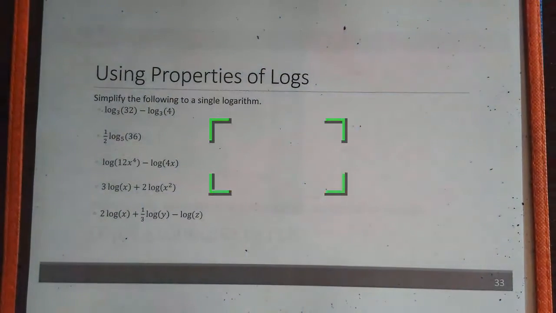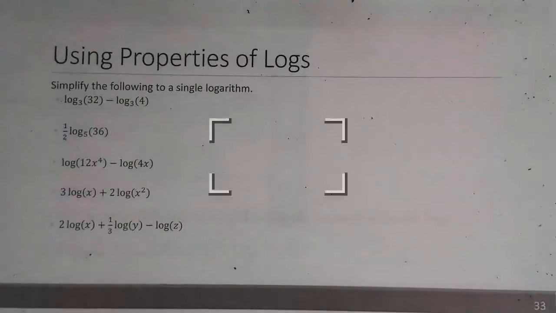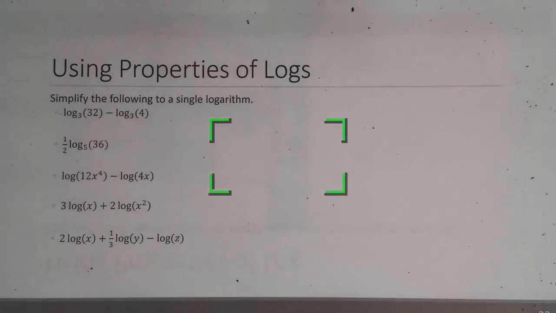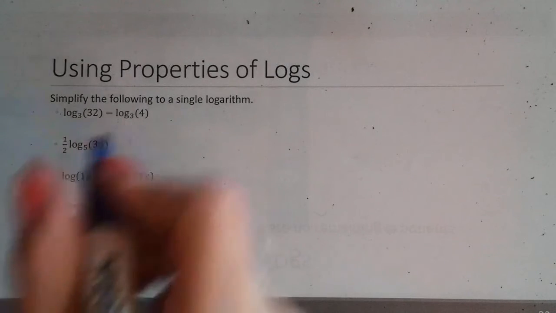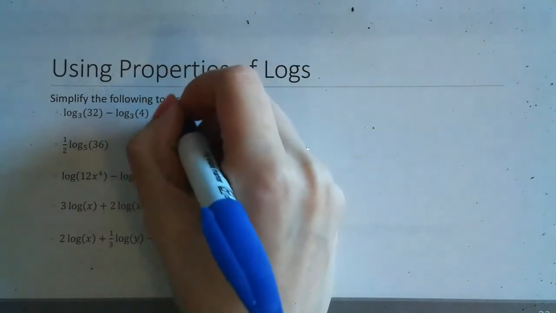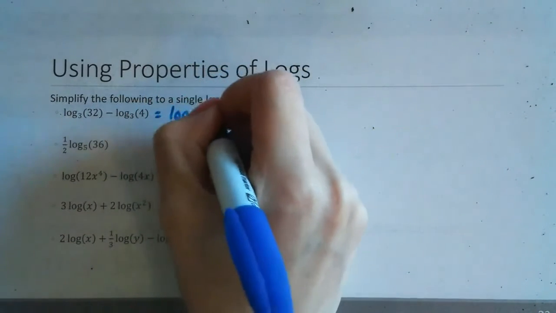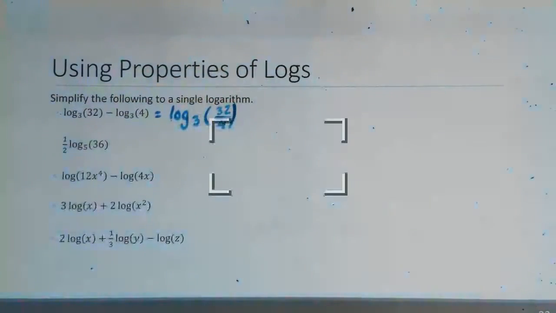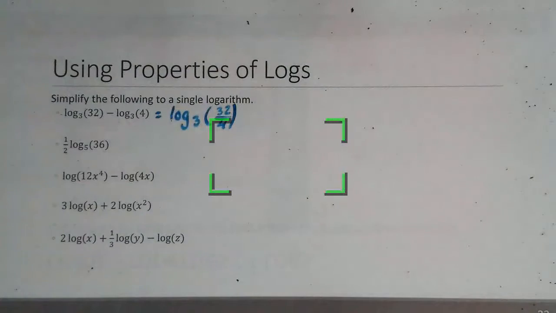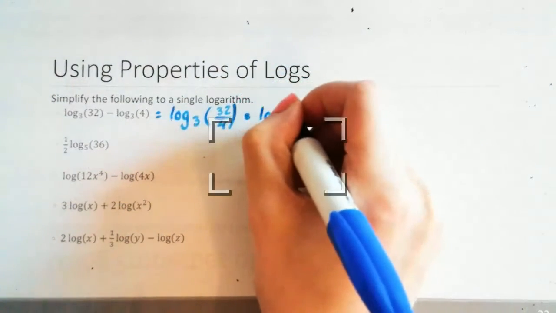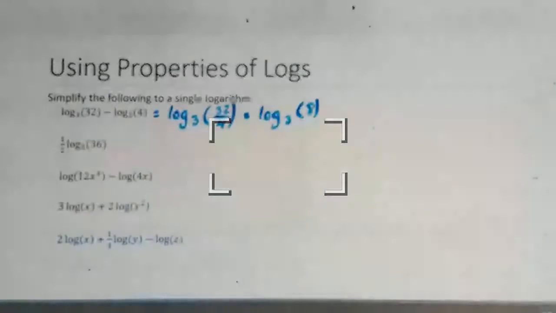So we're going to start by using these properties and just seeing what we can do to simplify them. So first up we have log base 3 of 32 minus log base 3 of 4. These two are subtracted, which means when I combine them into one, there's going to be division. So that'll give us log base 3 of 32 divided by 4. Wait a minute, 32 divided by 4, that's 8. So this simplifies into log base 3 of 8.